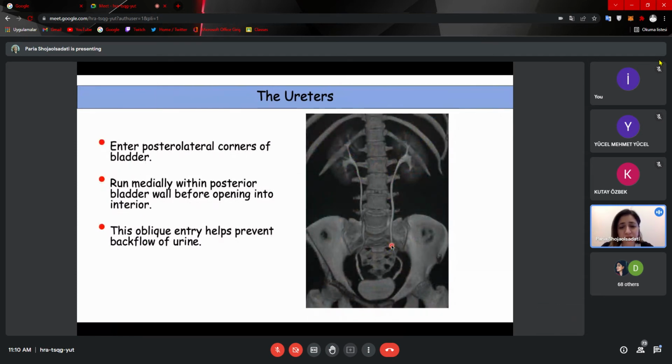This organ enters the posterolateral side of the bladder, running medially within the posterior bladder wall before opening into the interior. This oblique entry helps to prevent the backflow of urine, and the last 2 or 3 centimeters inside the wall function like a sphincter.